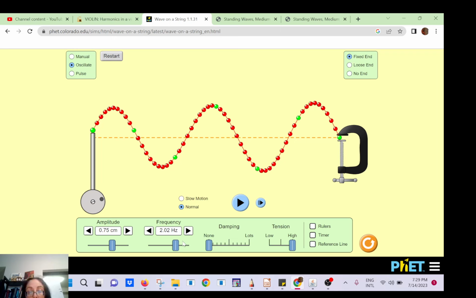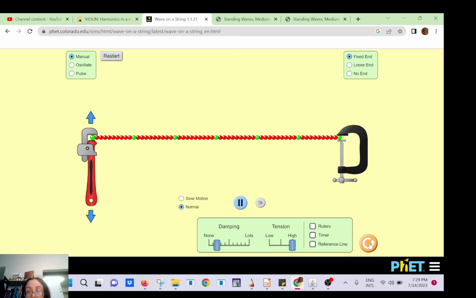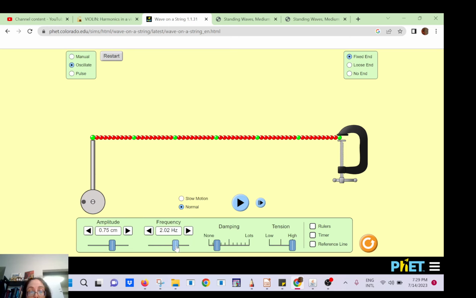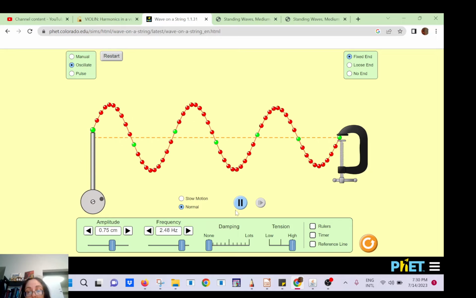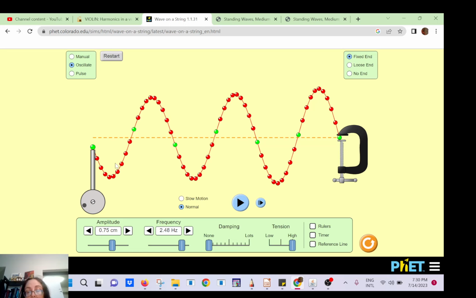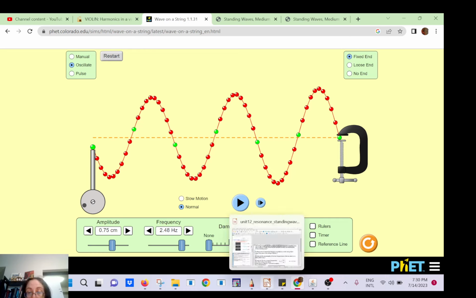And then you have 2.5. So if I go to 2.5, you get the fifth harmonic. So this one doesn't count. You see, you start from here. So it's fixed at both ends. 1, 2, 3, 4, 5. Okay. So let's go back to our business.